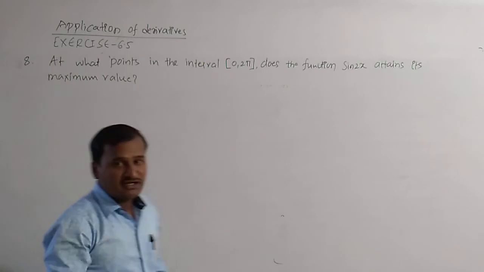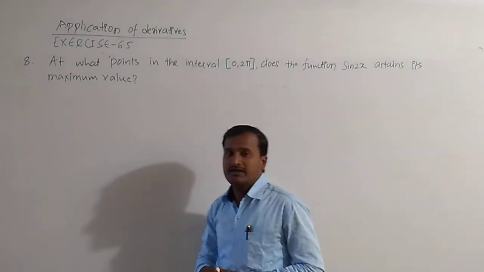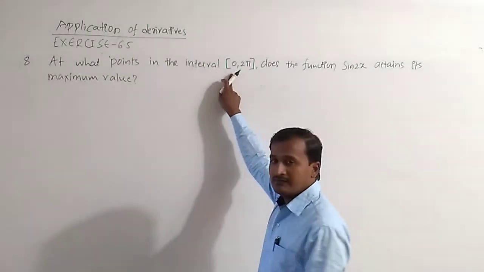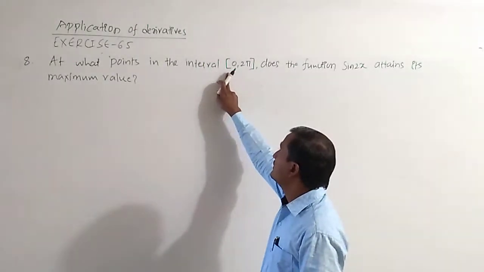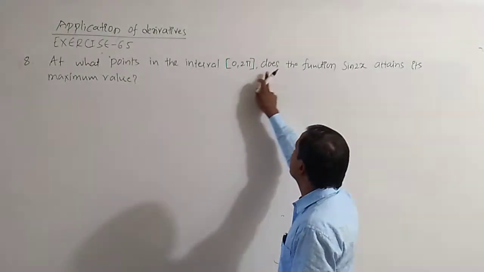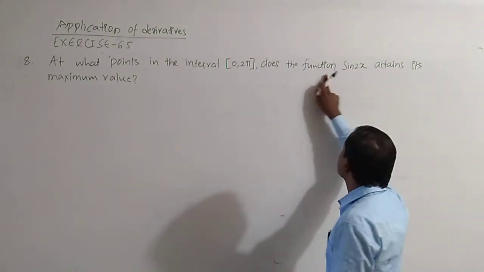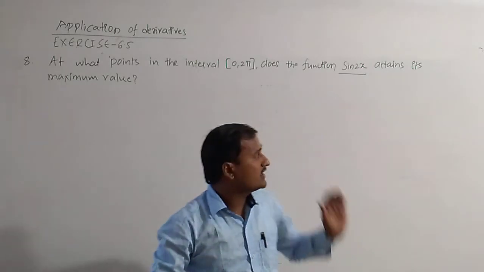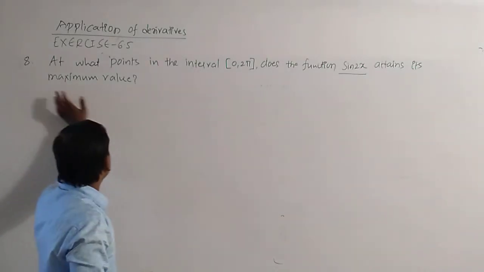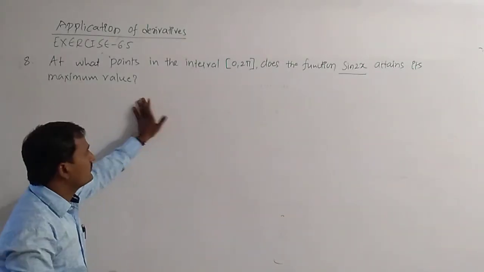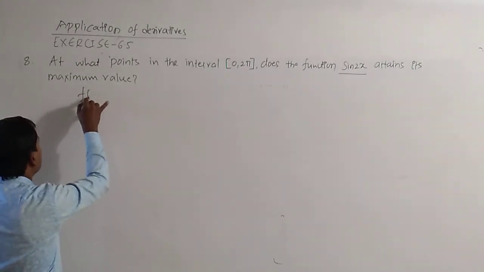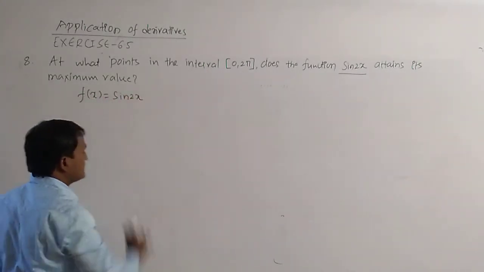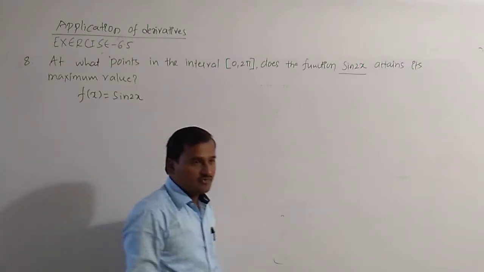The next question is question number 8. At what points in the closed interval 0 comma 2 pi does the function sin 2x attain its maximum value? Which function have they given? The given function is f of x equal to sin 2x. So this is the given function.